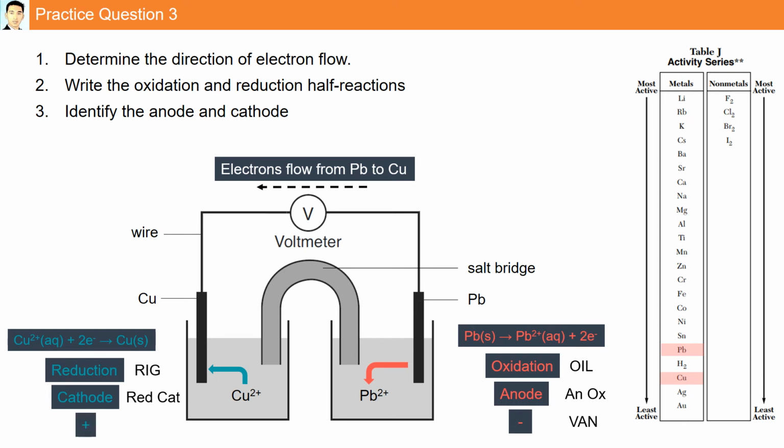If we were to ask an additional question, say for example, which electrode loses mass? RED CAT gets fat. So the reduction happens at the cathode, which gets fat. So the reduction side will get larger. The copper side will get larger, while the lead side is going to get smaller.